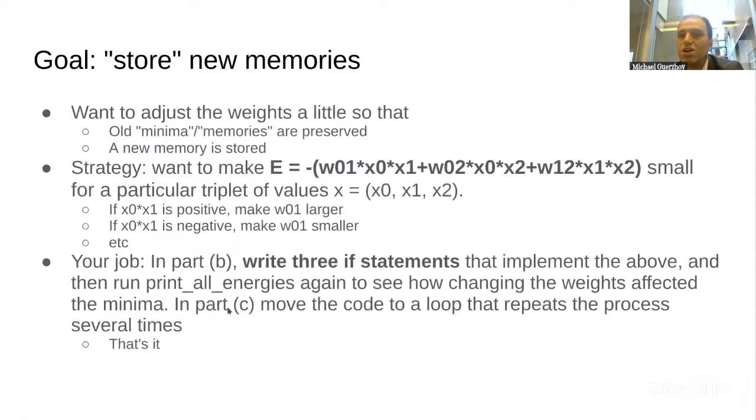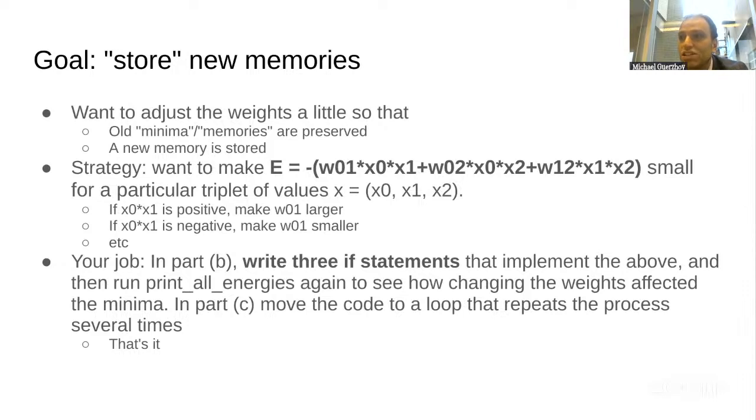So now the goal in question 3 is to try to store new memories. What I mean by that is I want to keep the old memories, so I want the old memories to still be the same minima, but I also want the energy function to have a new minimum. And the way I want to do it is by changing the weights. I want to change this W, this W, this W just a little bit so that the old minima are still kind of there, but there's also a new minimum.